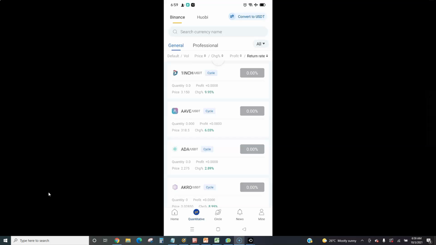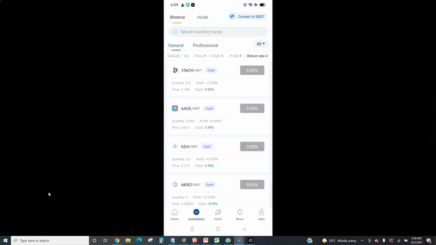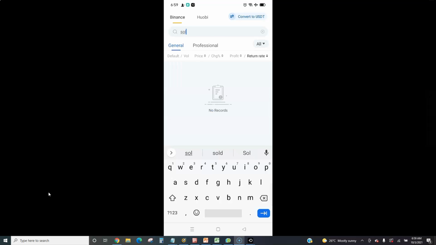But if the coin is higher, that the price has increased, you can decide to look for the alternative. But if the coin is still okay within the price, within the percentage dip or increase, you can go for it. The best coin that we should look into is Solana, SOL.